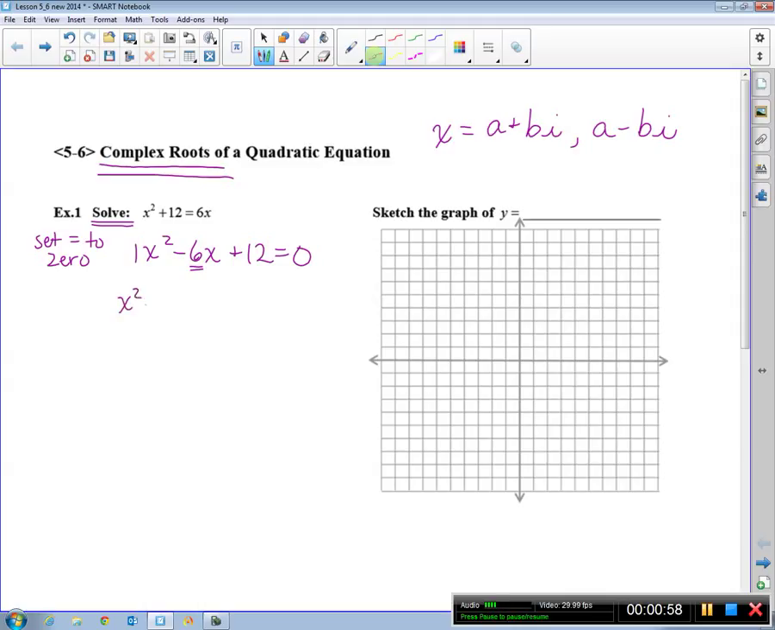X squared minus 6x, leave room. Subtract 12 over. Negative 12, leave room. And remember, when we complete the square, we're always adding on both sides. Half of 6 is 3. 3 squared is 9. And I've got the factors x minus 3 times x minus 3. And on the right-hand side, negative 3.